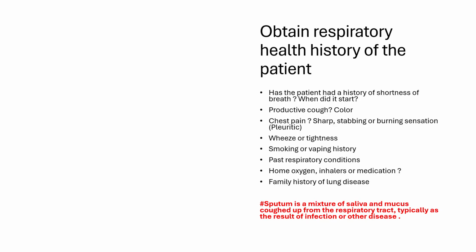And the other one, this is the most important, I think, is if they have any history of smoking or vaping. The other one is past respiratory conditions like asthma, COPD, or pneumonia. You should ask if they use any oxygen at home, inhalers, or any medication. And the other most important thing you can ask is if they have a family history of lung disease.